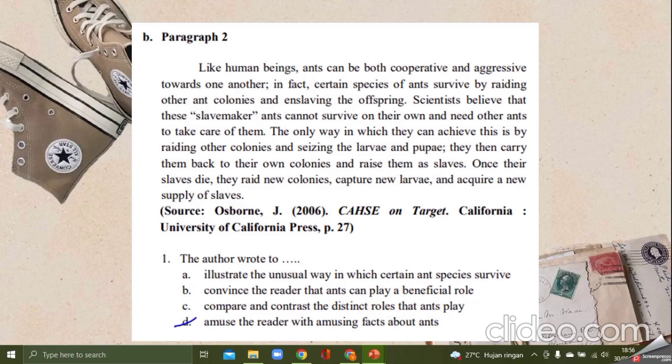The question is: the author wrote to... The answer is D. Amaze the reader with an amazing fact about ants.